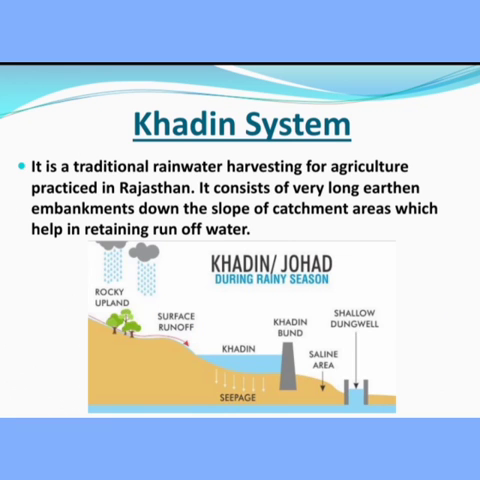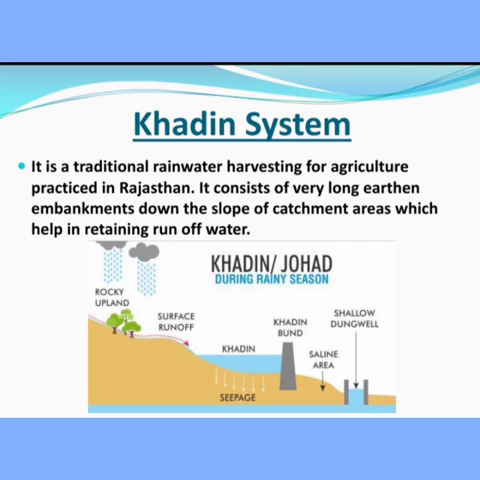Coming to the Kadan system, this is followed in Rajasthan. This is said to be a traditional rainwater harvesting practiced for agriculture, mainly in Rajasthan. Mainly they harvest the rainwater for agricultural purposes. It consists of very long earthen embankments down the slope of catchment areas, which help in retaining runoff water. You can see how they are collecting the rainwater. This is one of the methods. Mainly they use this collected rainwater for agricultural purposes.